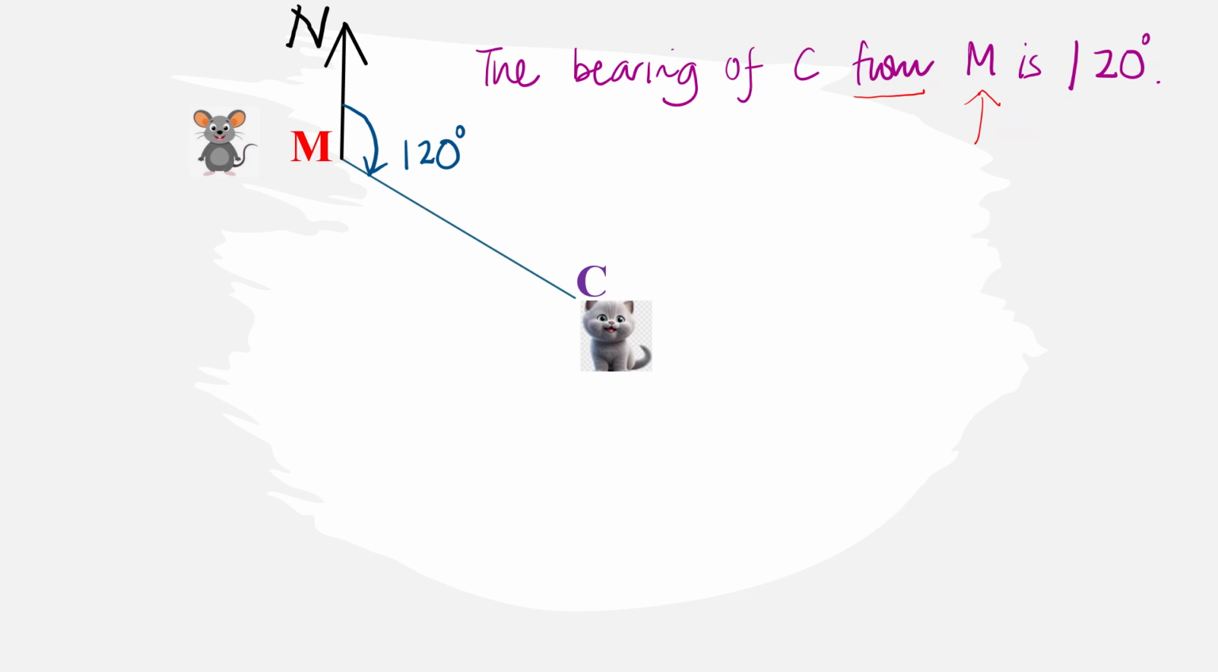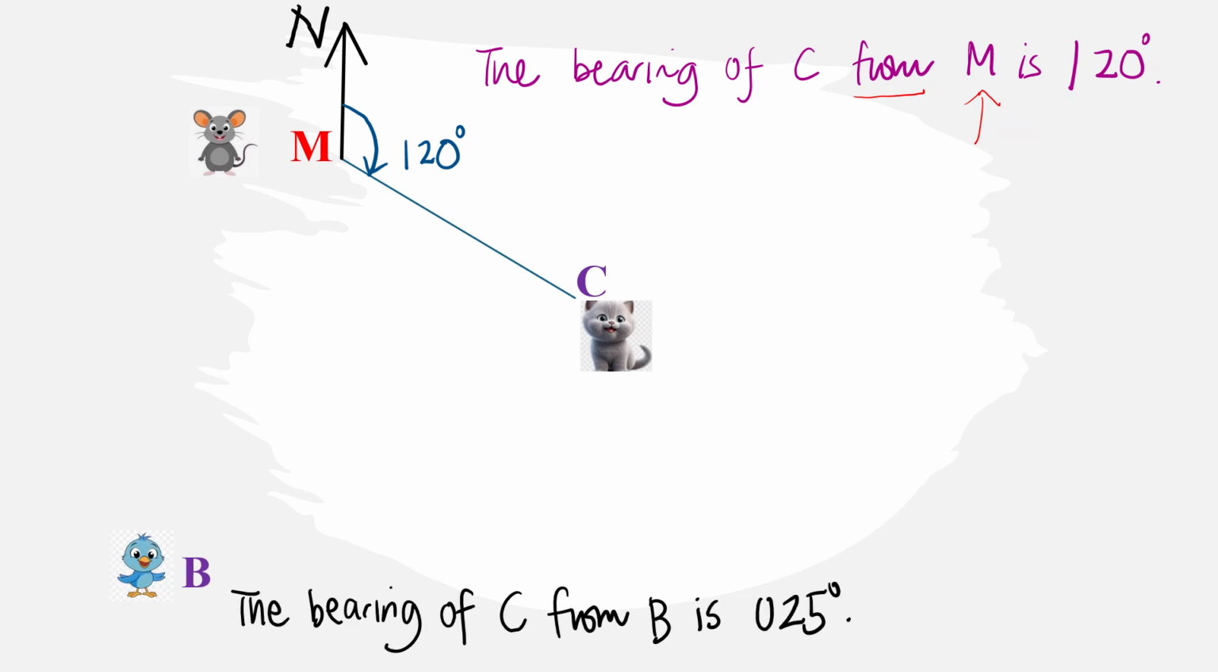All right, supposing I have another cute animal, a bird, which I'm going to label as point B. And the bearing of C from B is 025 degrees. So as mentioned earlier on, the keyword is from, and look out for the letter after from. So at point B, we're going to draw the north direction. And yes, before we do that, we will need to draw a line that connects B and C. And that angle will be 25 degrees.